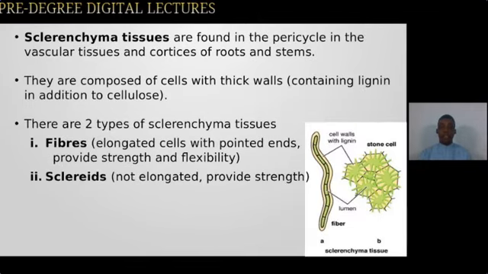The third supporting tissue, the sclerenchyma tissues, are found in the pericycle of the vascular tissues and cortices of roots and stems. They are composed of cells with thick walls containing lignin in addition to cellulose. There are two types of sclerenchyma tissues, and these are fibers, which are elongated cells with pointed ends, and then sclerids, which are not elongated but provide strength.